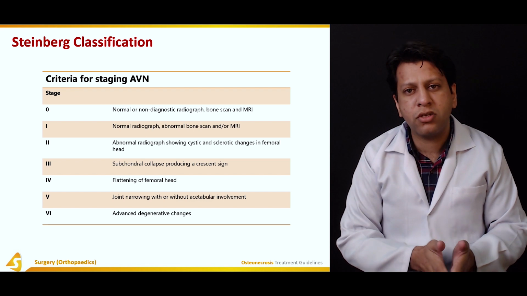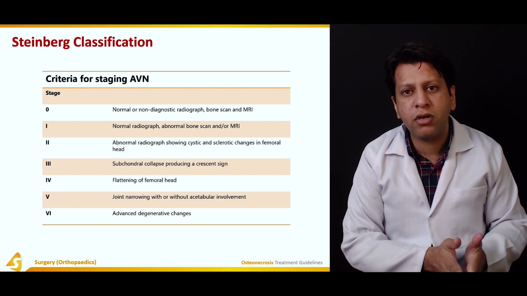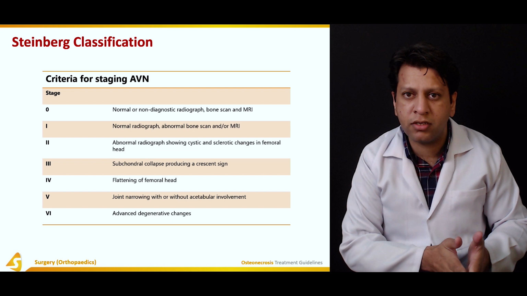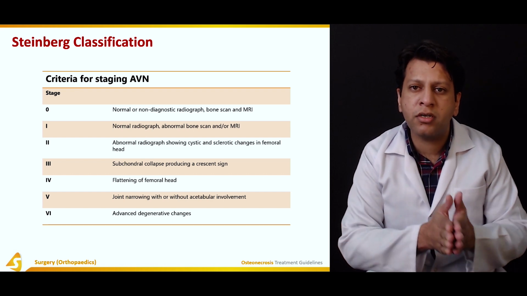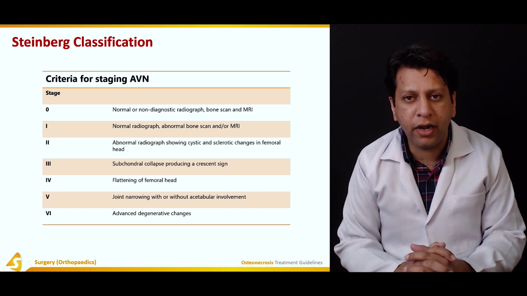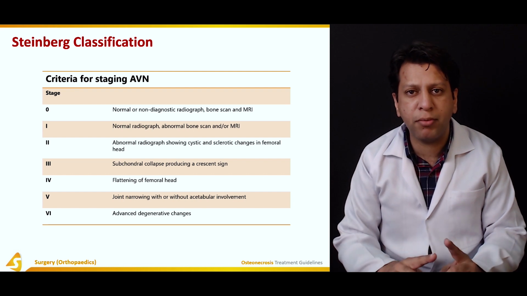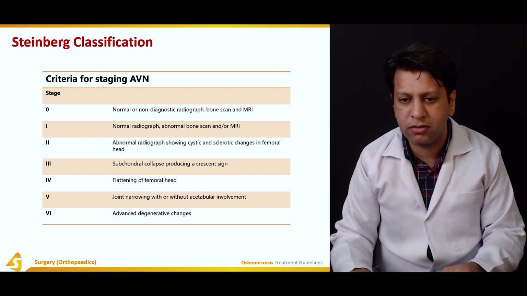sign, then there is sclerosis, then there is subchondral fracture and collapse leading to crescent sign, eventually leading to fragmentation, and eventually collapse of the head. So that is what needs to be remembered, that this is how the severity progresses.